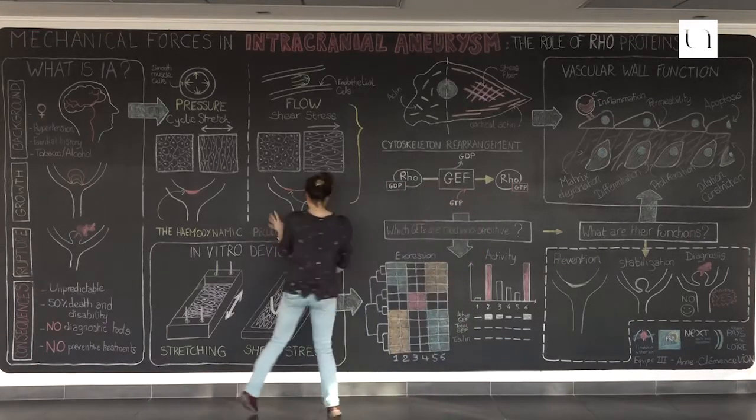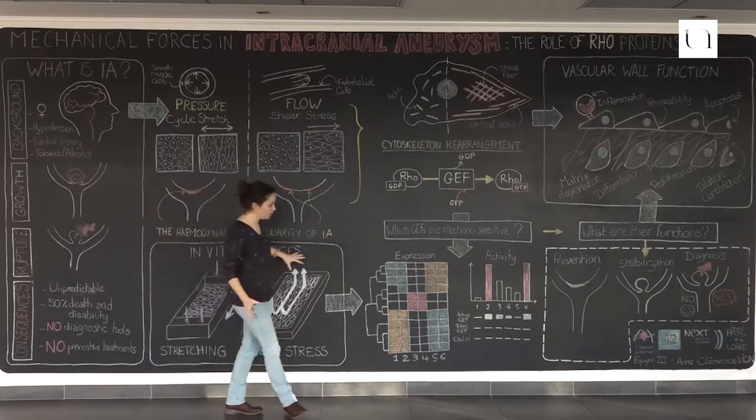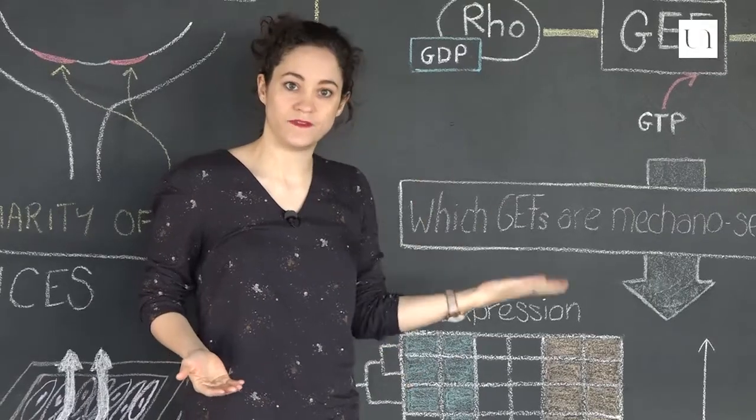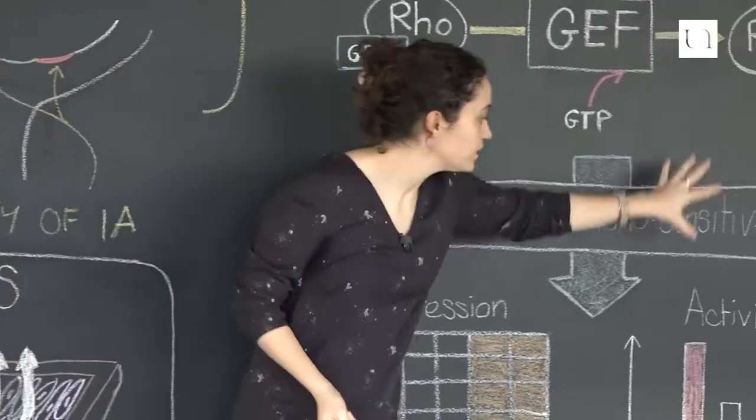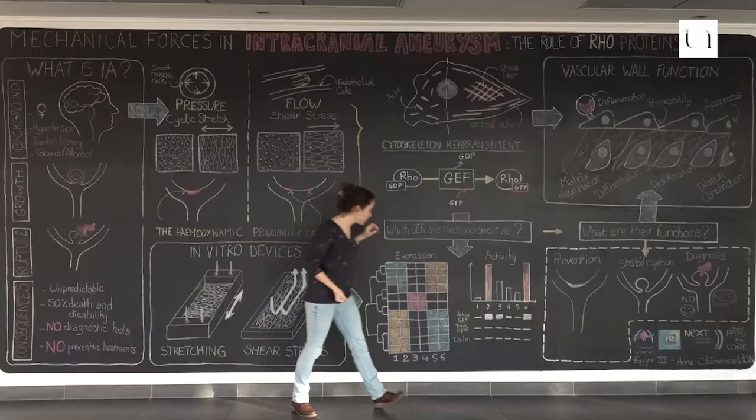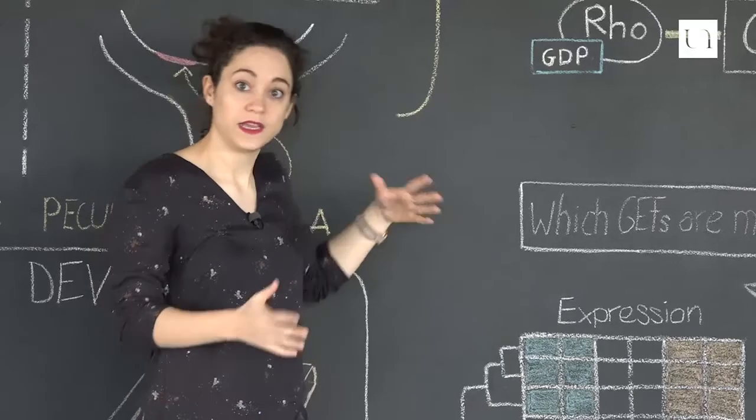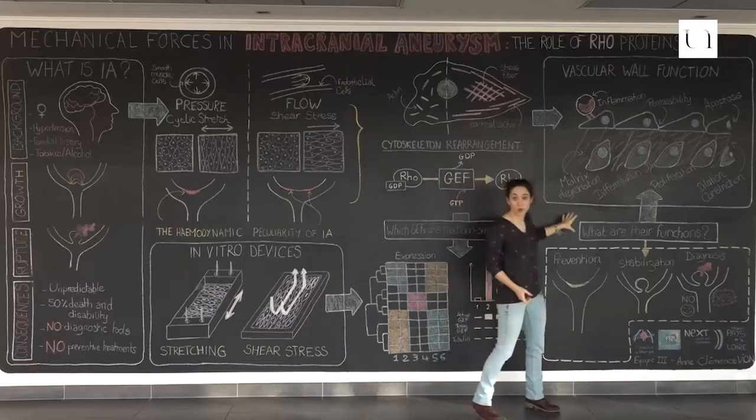And then, using these cells stimulated with these mechanical forces, I will compare the expression and the activity of these GEFs between physiological and pathological conditions to identify the ones that are mechanosensitive in our pathological context. And now the project is here. So we already have identified 3 GEFs that are mechanosensitive in smooth muscle cells or in endothelial cells. And now we want to know their function, their role.